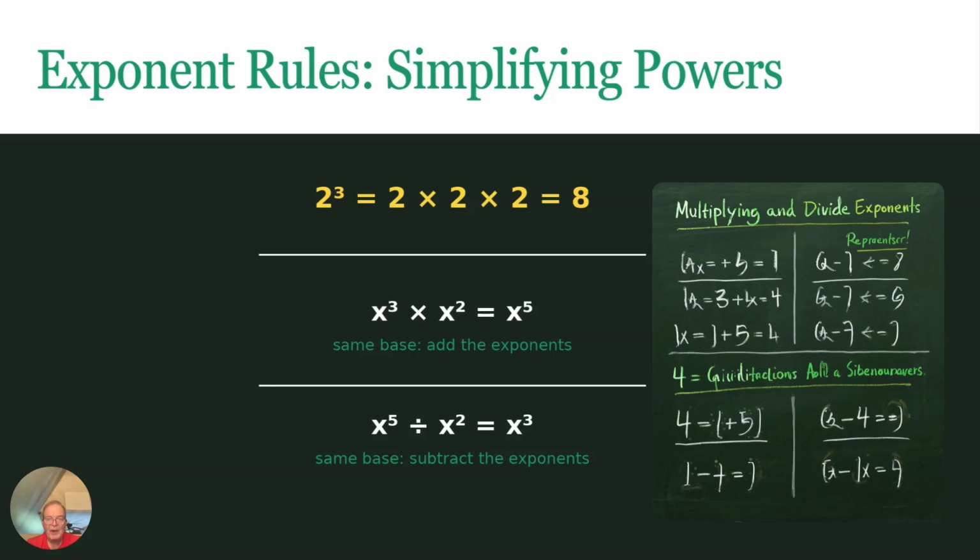Now, exponent rules. An exponent tells you how many times to multiply a number by itself. So 2 to the third power means 2 times 2 times 2, which is 8. The rules get powerful when you're combining exponents. When you multiply two powers with the same base, you add the exponents. And when you divide them, you subtract the exponents. These rules show up constantly later in the course, so it's worth getting them solid now instead of relearning them every time they appear.